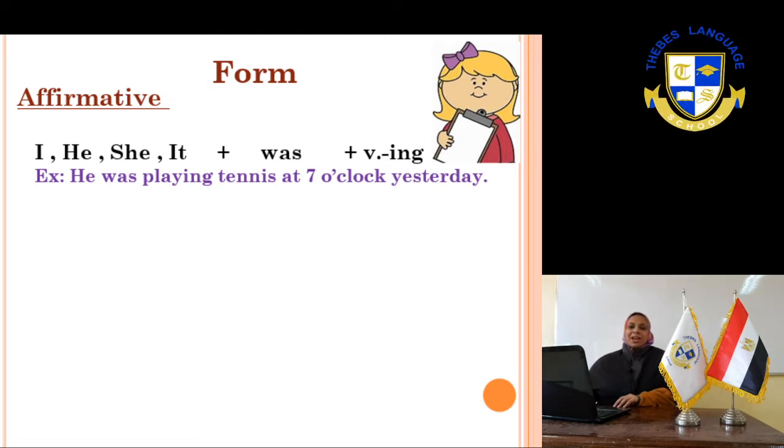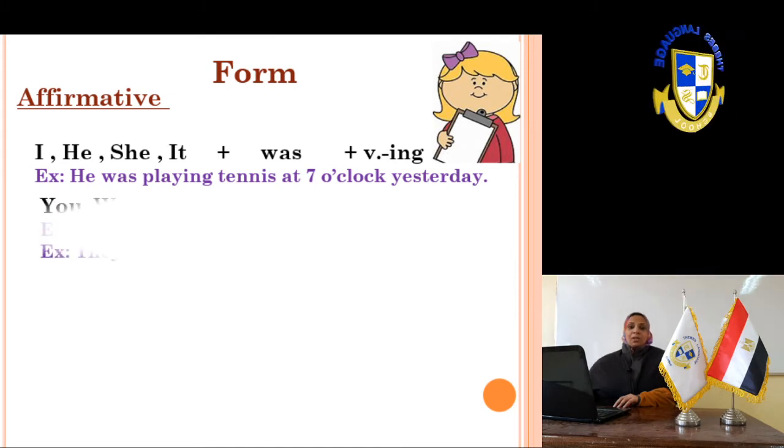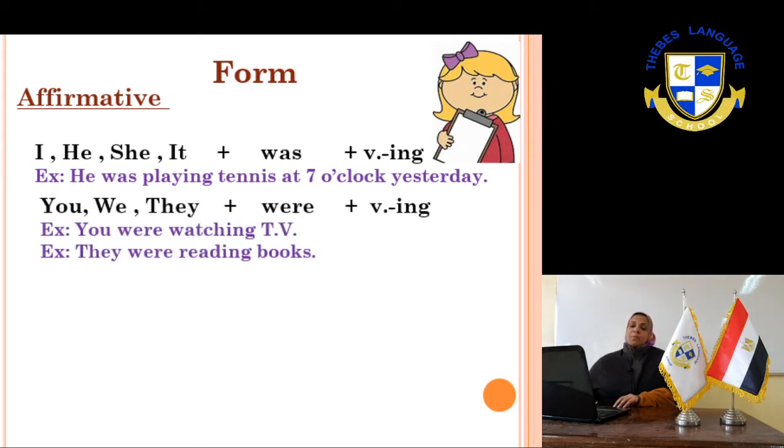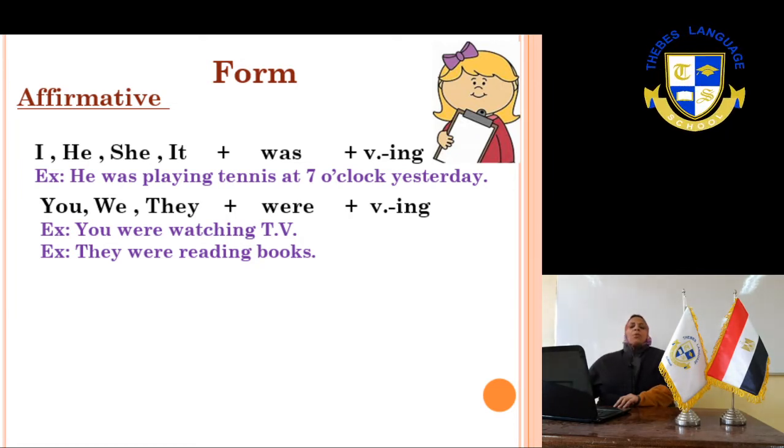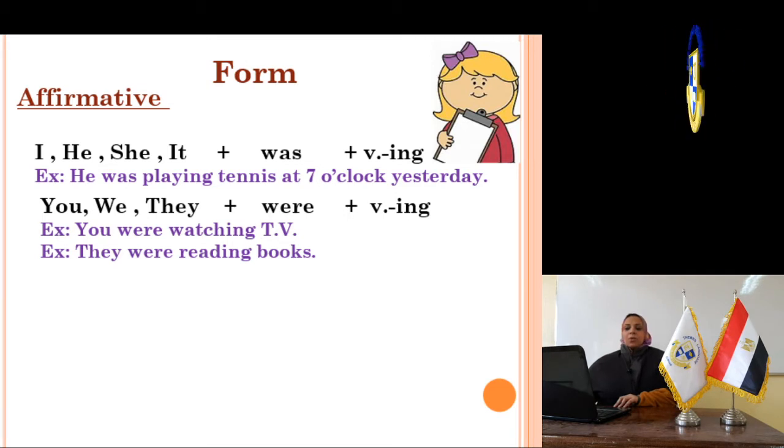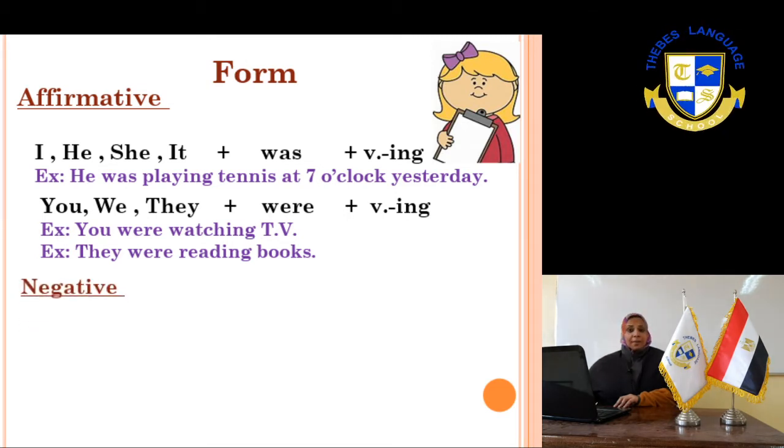If I have a highlighter, I shall highlight was and play plus ing, the verb play plus ing. Also, the plural personal pronouns, you, we, they. I use the helping verb were and then verb plus ing. As in the example, you were watching TV, or they were studying, or they were reading the books. Okay?